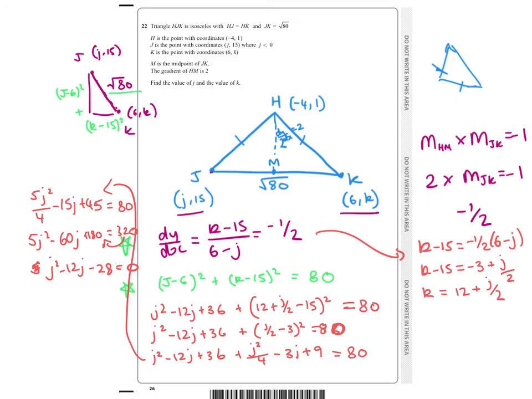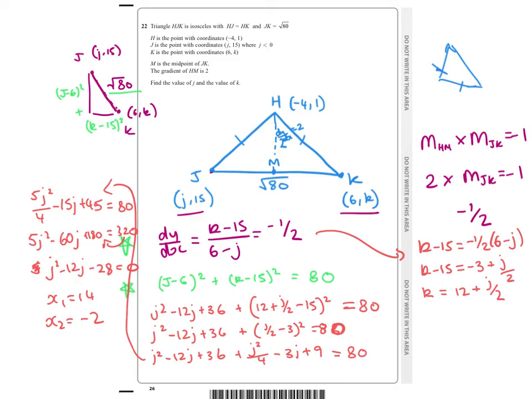Perfect. So my A is 1, minus 12, minus 28. I get x1 equals 14 and x2 equals minus 2. Okay, so I have two values for my j here. I have 14 or minus 2. Right, let's put these values in to find k, and then we might be able to see which ones.